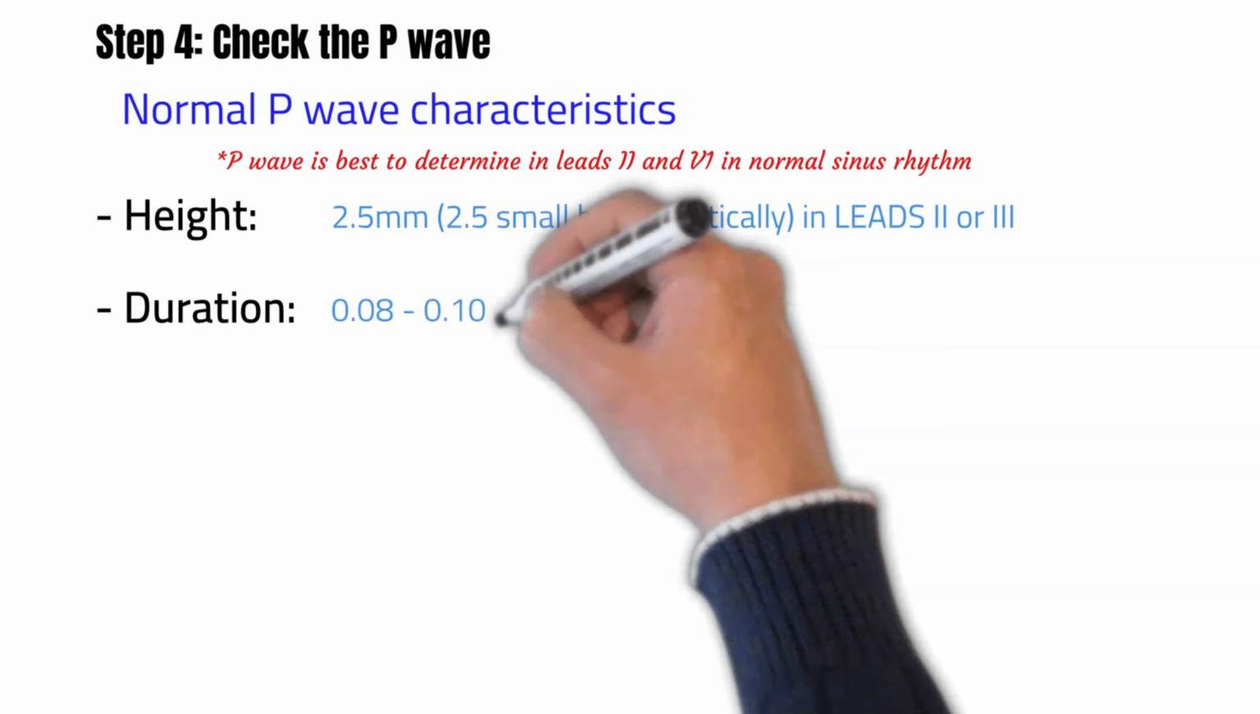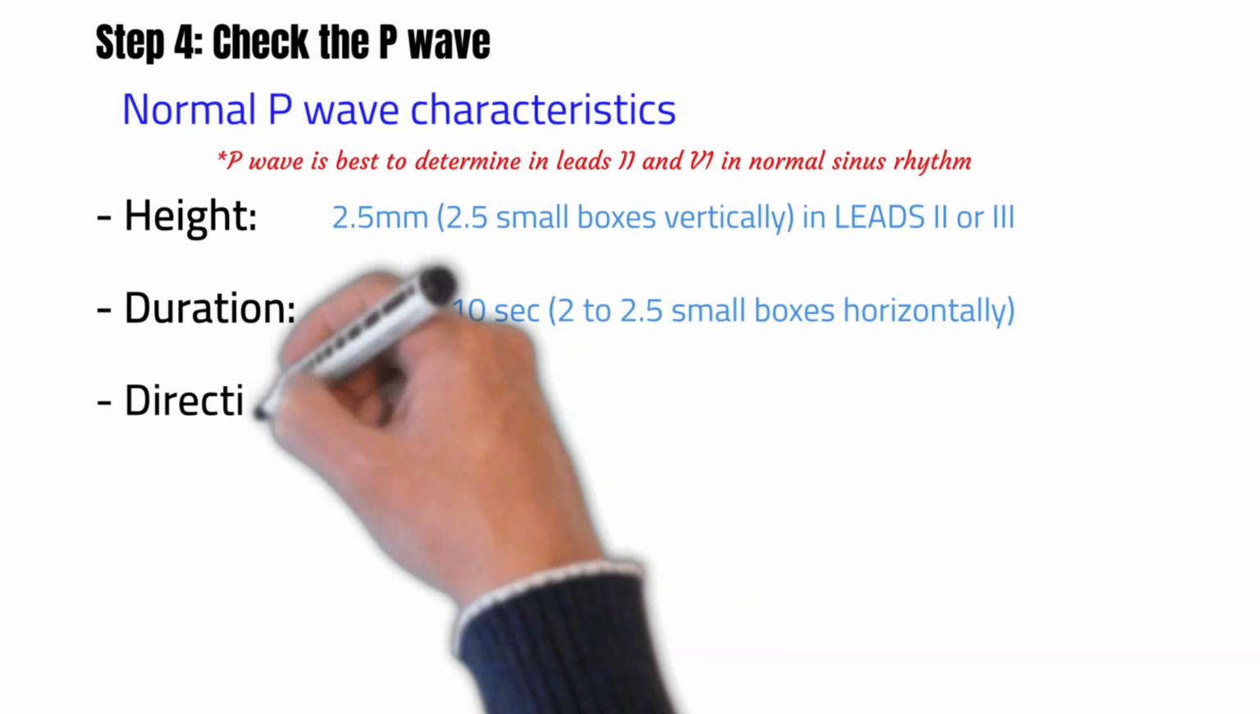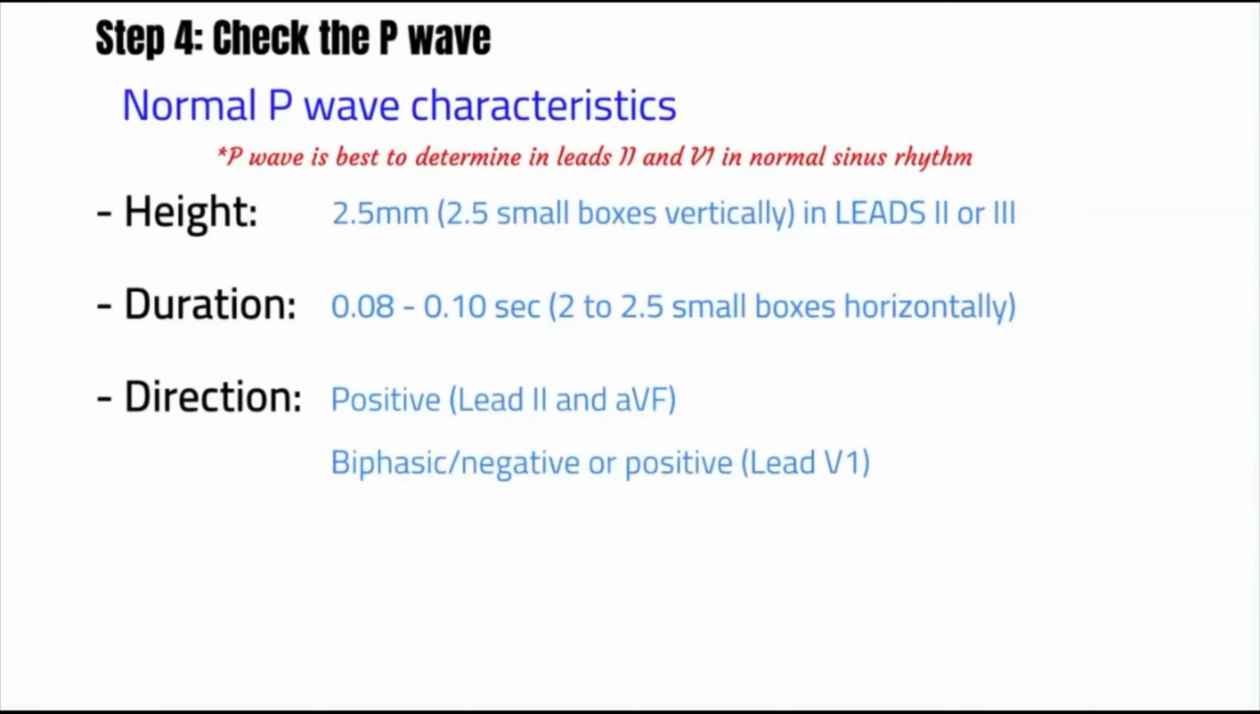The maximal height of the P wave is 2.5 mm in leads 2 and 3, and that is equivalent to 2.5 small boxes vertically. The P wave is positive in lead 2 and AVF and biphasic in V1, meaning either negative or positive. The P wave duration is shorter than 0.12 seconds, or 0.08 to 0.10 seconds.